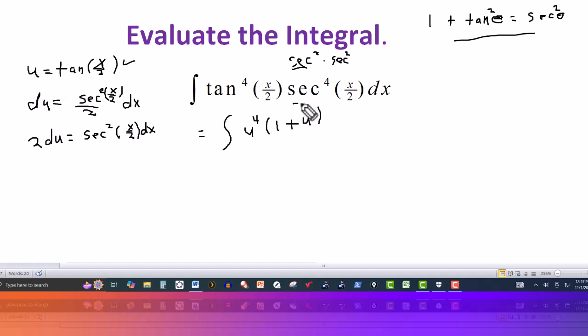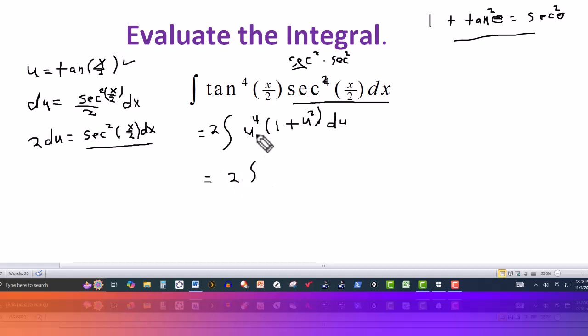And then this other part over here is using the remaining secant squared. That's what's left after factoring this out. So secant squared of x over 2 dx, that's your 2 du. So I'm just going to put a du right here, and then the 2 can come out in front. There you have it.